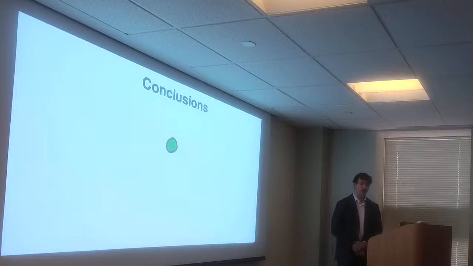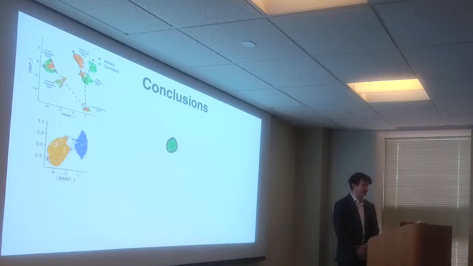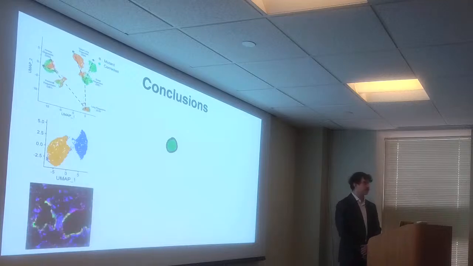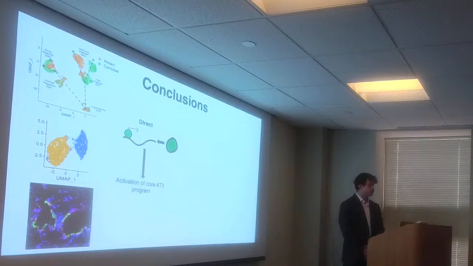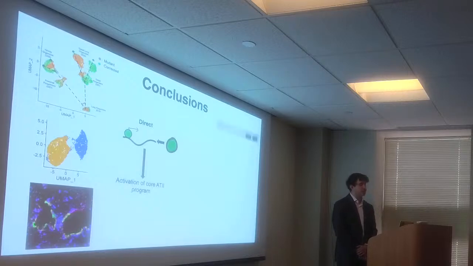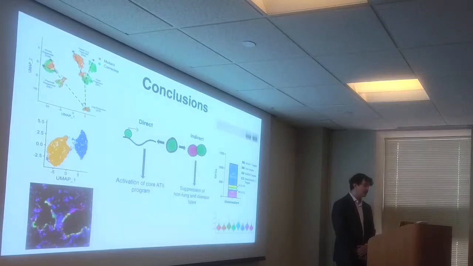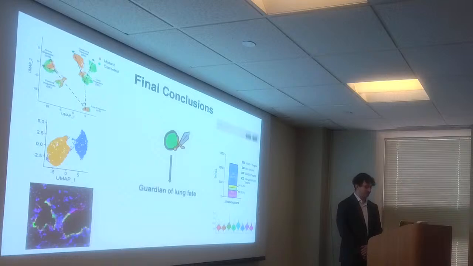So in conclusion here, we can see NKX2-1 is very busy. I showed with single-cell RNA sequencing that there are broad transcriptomic differences that occur in alveolar development, and I showed this in vivo as well using a blastocyst complementation assay, showing really directly that NKX2-1 is playing a strong role in the activation of core type 2 cell programs. Additionally, using co-immunoprecipitation assay and further bioinformatics, I was able to show that indirectly NKX2-1 is playing a strong role in suppression of disease states and non-lung endodermal fates. So taken together, this really shows that NKX2-1 is a guardian of the lung fate.